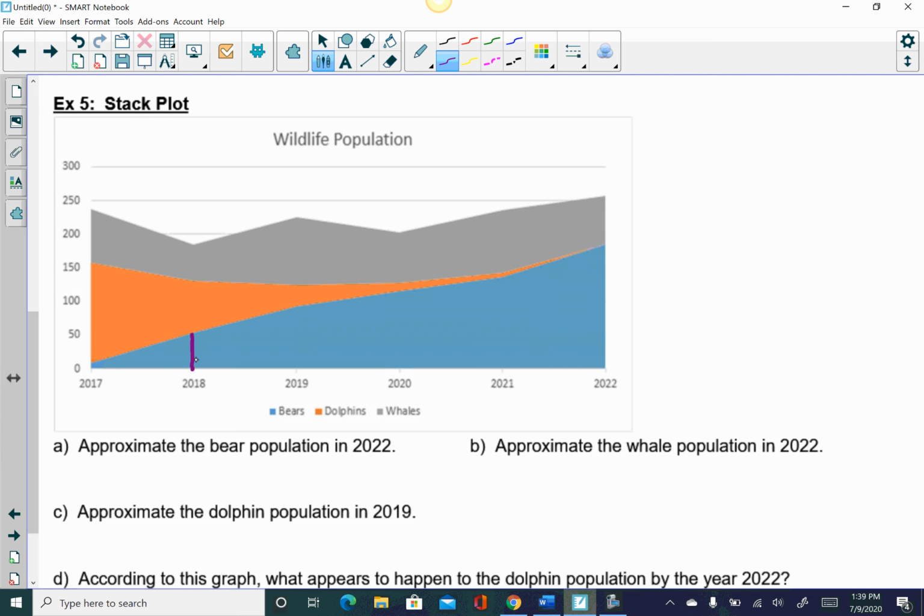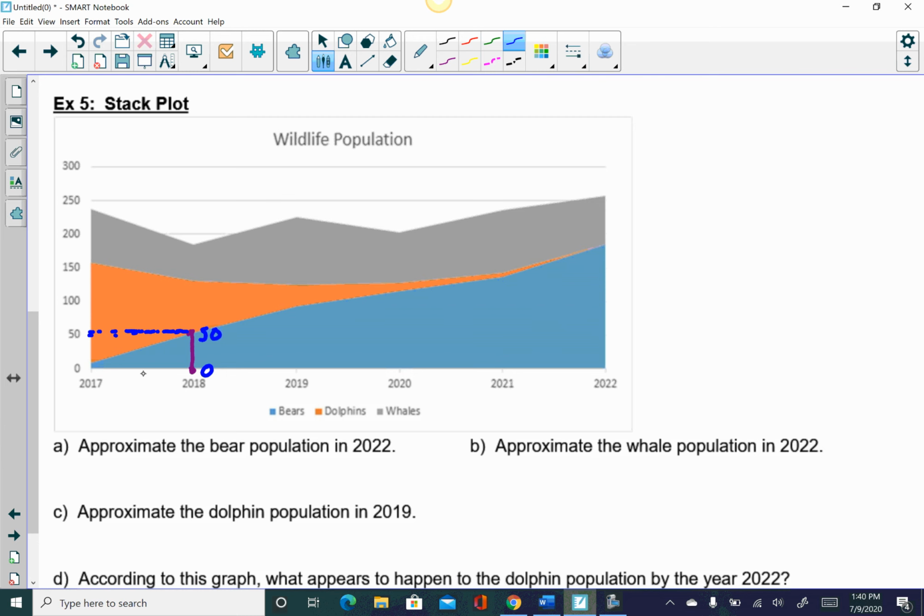Actually, I won't do bears, we'll do something else. The only reason I say I wouldn't do bears is because whenever you're reading a stack plot, you always have to read the top and the bottom. I'll go ahead and do it just so you see what I'm talking about. The bottom down here would represent 0 bears. The top of the wedge would represent, to follow this across, approximately 50. It might be a hair over 50. So in 2018, bear population would be at 50.